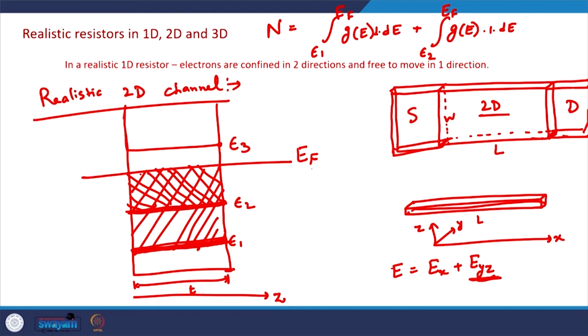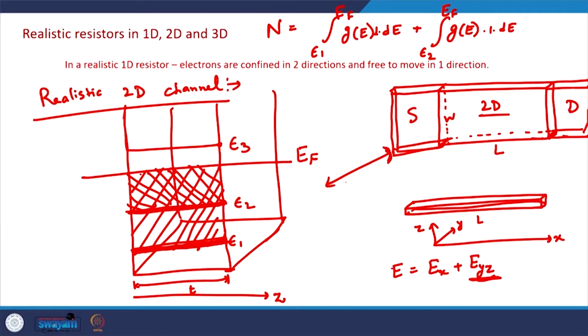Like we did before, there will be subbands, and now the subbands will be even more numerous, because this potential will now be in two directions, and we need to solve for the potential for an electron confined in two directions. Accordingly we will obtain the discrete energy states, and based on those discrete energy states the subbands will be there, and all those subbands need to be taken into account while doing calculations. This analysis is pretty much similar to the analysis of the 2D channel.